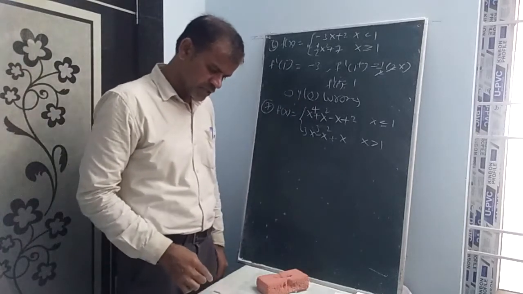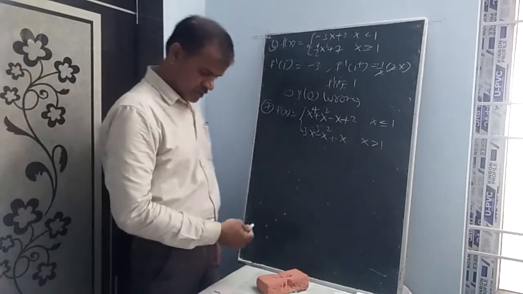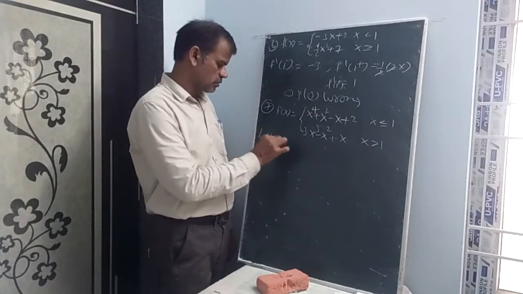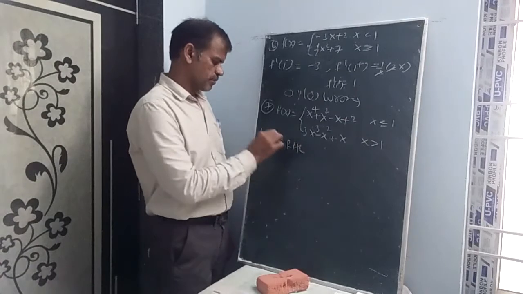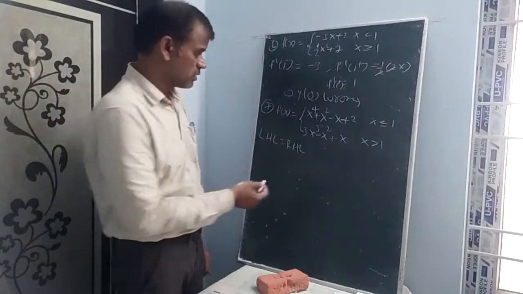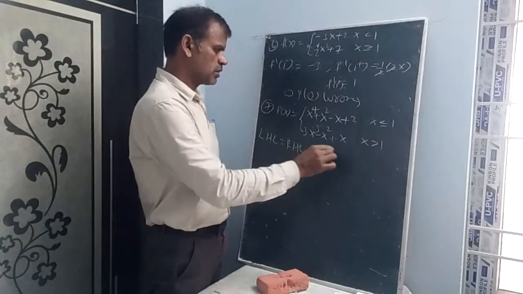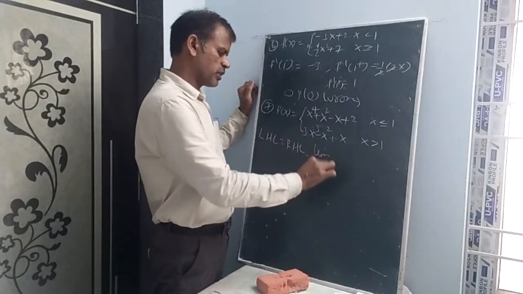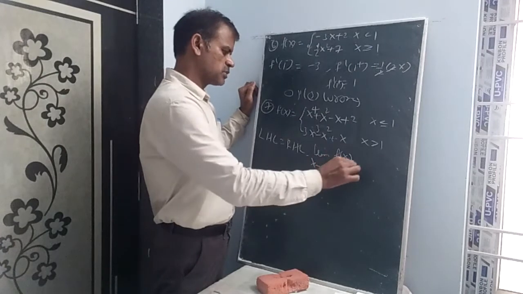According to the option, it is asking for continuous and differentiable. Continuous is also given, that is why we can understand LHL equals RHL. Let us verify, I am not sure whether it is equal or not. Let us verify LHL equal to RHL. LHL means limit x tends to 1 minus f of x. Let us verify this one.